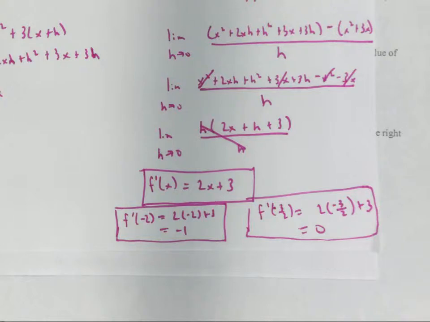What do you think the function's doing? Increasing or decreasing? Decreasing. The function's decreasing. What if it was positive? That means your function's what at the moment? Increasing. What do you think 0 means?